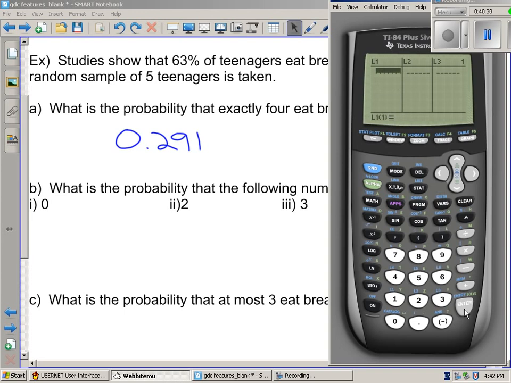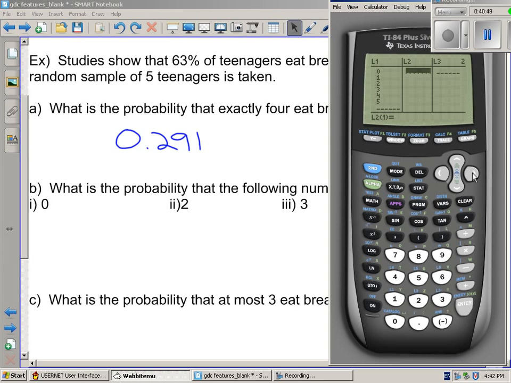And as long as there aren't too many trials that we're looking at, this is a really nice way to approach these binomial probability questions. You can say, what's the minimum number of successes I could have? I could have 0, or 1, or 2, or 3, or 4, or 5.